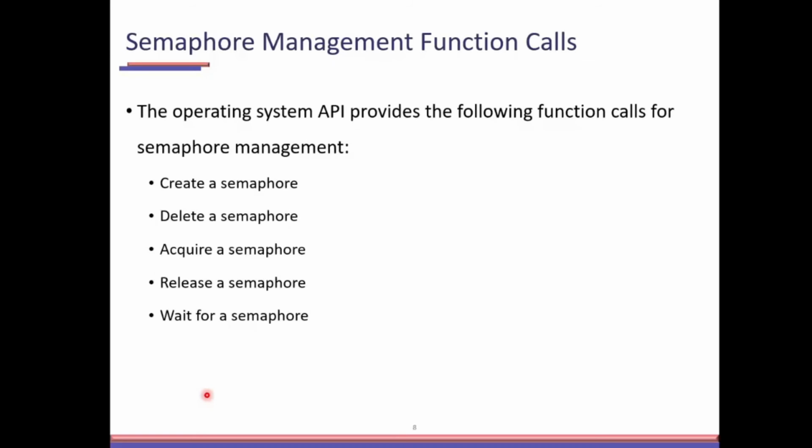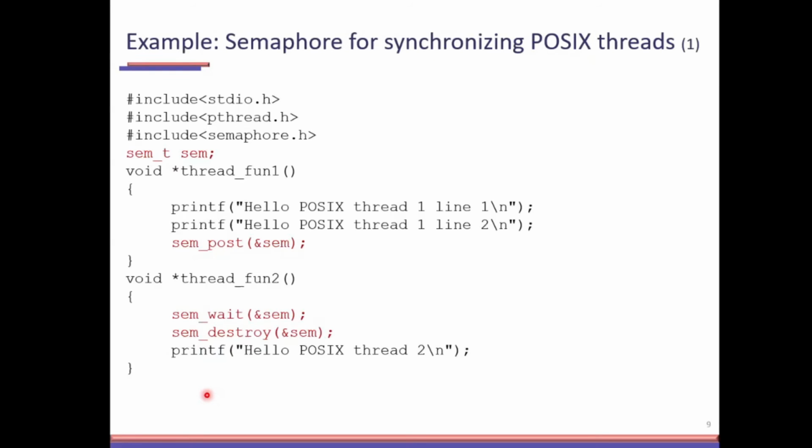When we write code, there are different functions, like for creating a semaphore, deleting a semaphore, acquiring a semaphore, releasing a semaphore, and waiting for the availability of a semaphore. We'll take a simple example for the POSIX thread. We need to include the semaphore.h file. Two threads are being created, and a semaphore object is created, sem_t. This is the type, and sem is the object that has been created to be used as a semaphore.